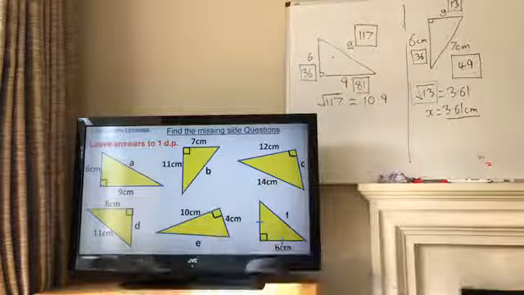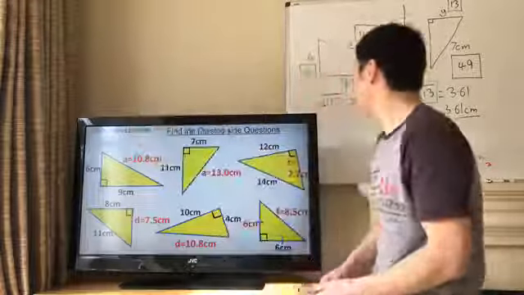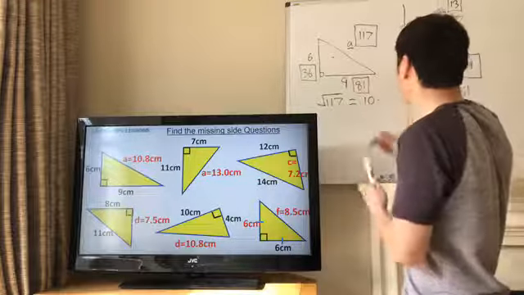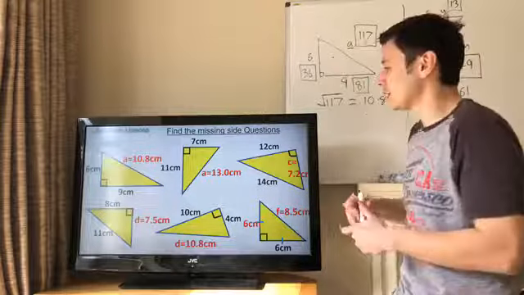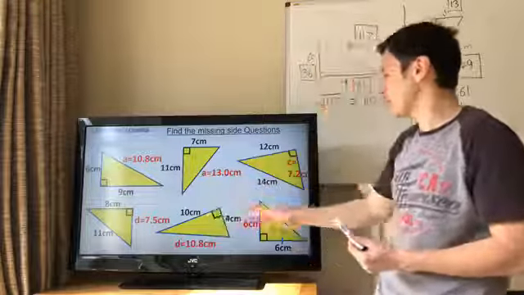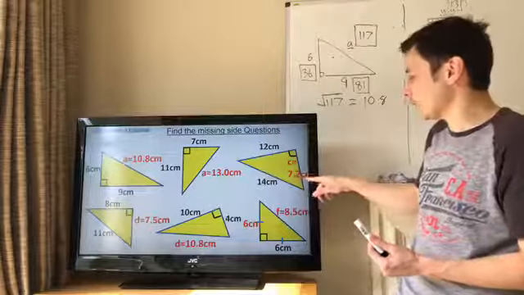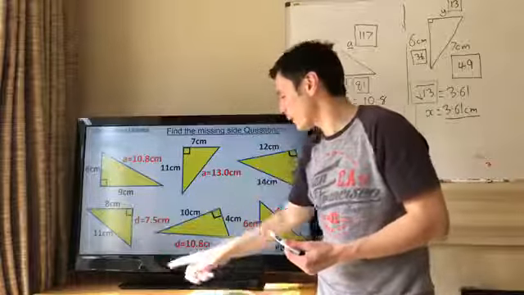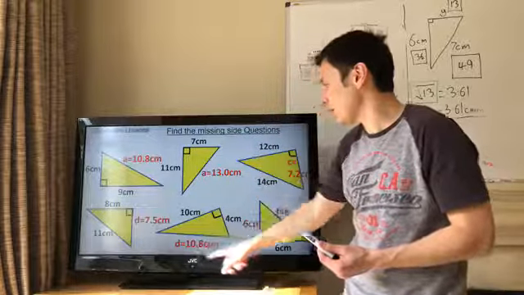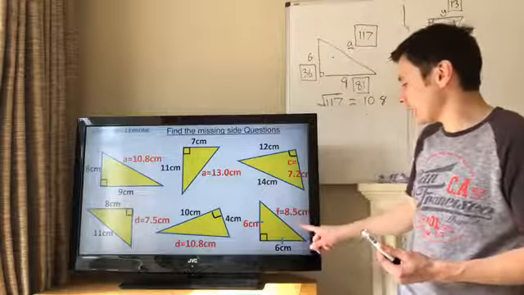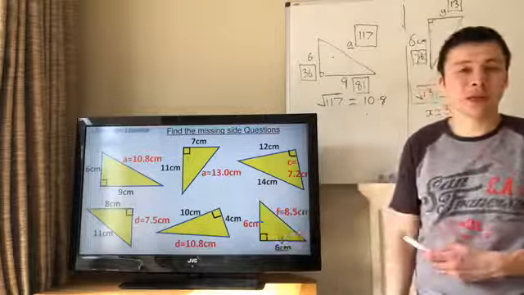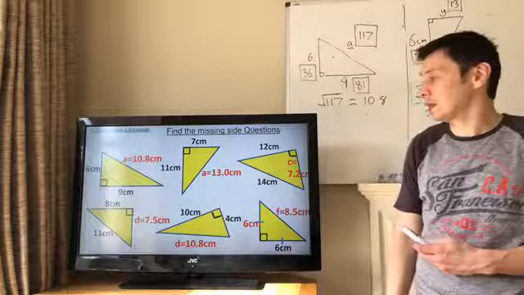Right, so the answers are as follows. Oh, 10.8, not 10.9, that's where we use calculators. So 10.8, 13.0, 13 is fine, there's no need to put the point zero. 7.2, 7.5 for that one, 10.8 for that one, and 8.5 for the isosceles triangle at the end.